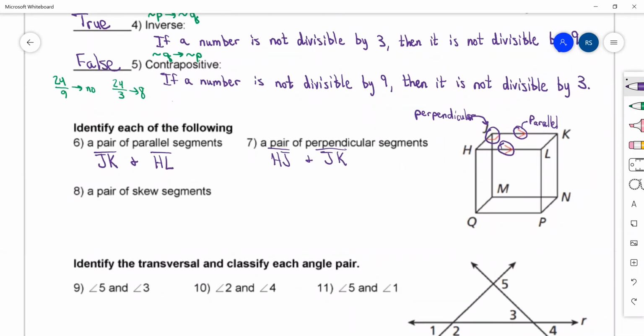Okay, number 8, a pair of skew segments. Remember, skew means they're not on the same plane and they don't intersect. So think of it like two planes crossing paths, but one's above the other.